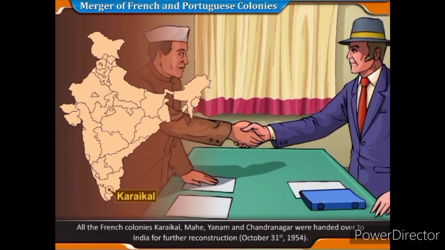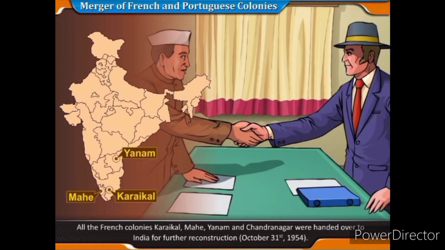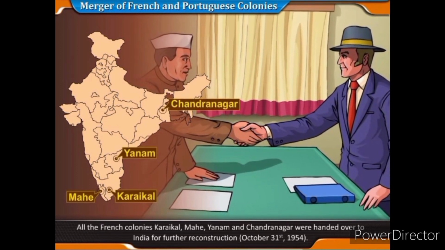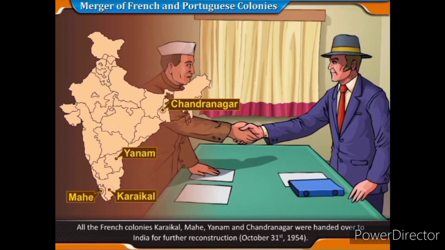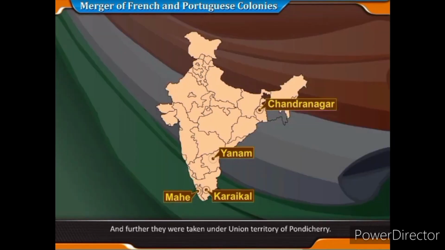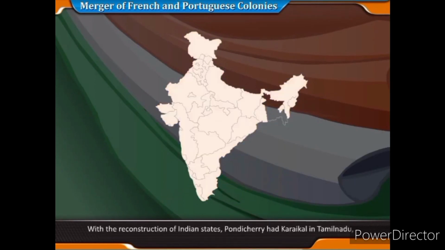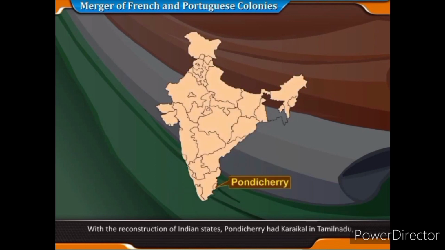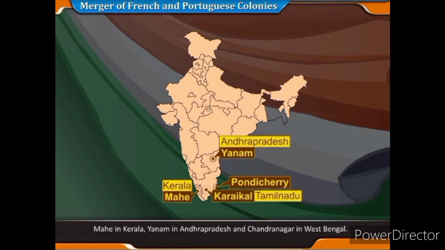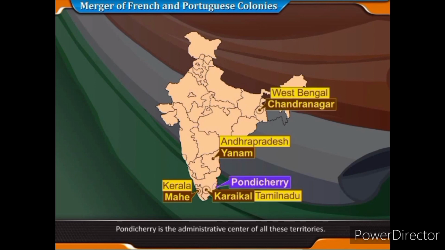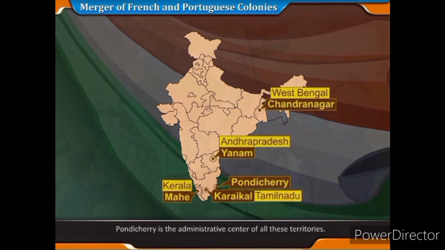All the French colonies, Karaikal, Mahe, Yanam and Chandranagar were handed over to India for further reconstruction on October 31, 1954. And further, they were taken under the Union territory of Pondicherry. With the reconstruction of Indian states, Pondicherry had Karaikal in Tamil Nadu, Mahe in Kerala, Yanam in Andhra Pradesh and Chandranagar in West Bengal. Pondicherry is the administrative center of all these territories.